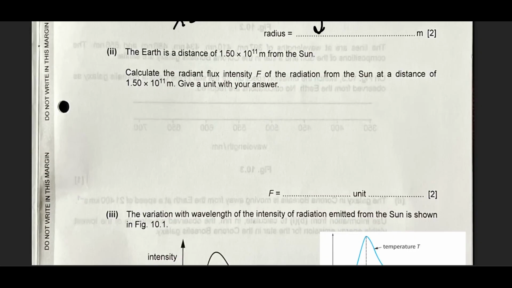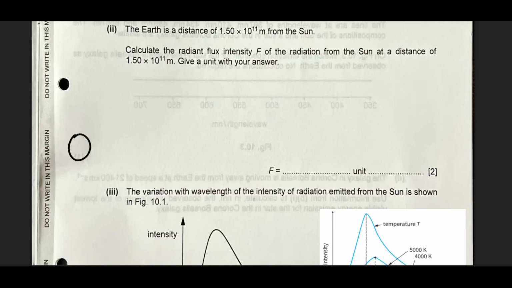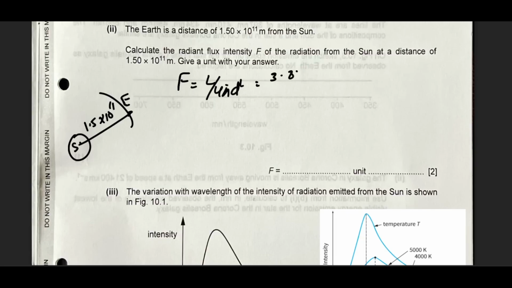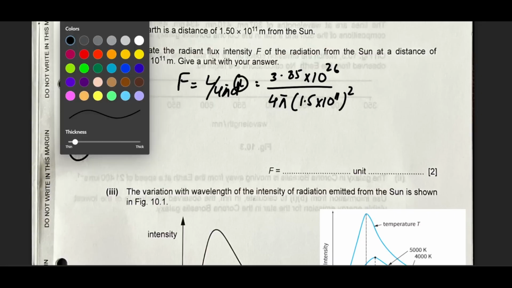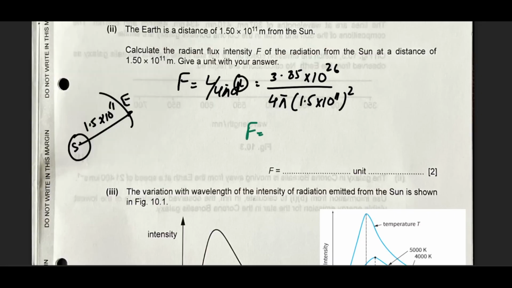The earth has a distance of this much from the sun. Calculate the radiant flux density. No problem. This is the sun, this is the earth, and this is the distance between them, which is 1.5 times 10 to the power 11. So flux intensity goes like this: F equals L divided by 4 pi d squared. So this is 3.85 times 10 to the power 26 divided by 4 pi d squared, which is 1.5 times 10 to the power 11, whole squared. Don't forget to take the square of this. So this F comes out as 1361 watts per meter square.